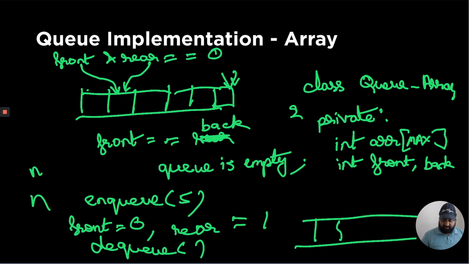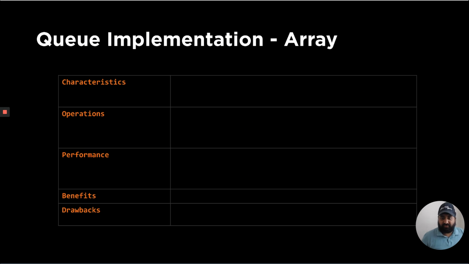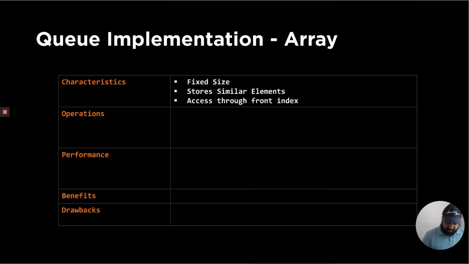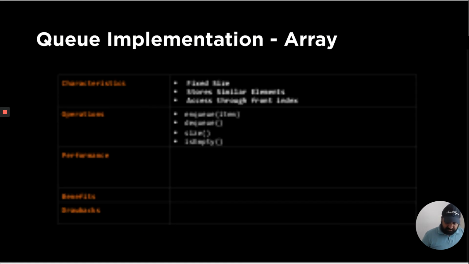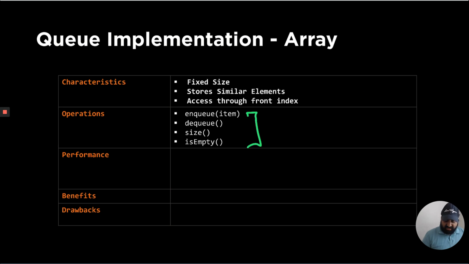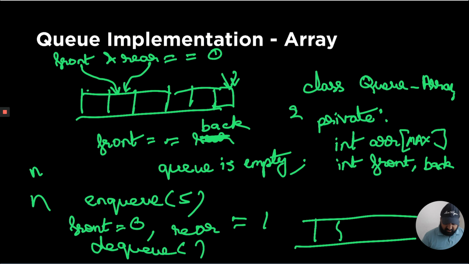So how we conceptually represent this queue implementation is through something called a circular array, which we are going to discuss very soon. But let's discuss the trade-offs of the implementation in the form of an array. The characteristics of this kind of implementation are again very similar: it has fixed size, it stores similar elements. Now we access through the front instead of top in stacks. The operations supported are enqueue, dequeue, size and is empty. If we are enqueuing, dequeuing, or checking the size or is empty operation, it's again going to take constant time, because we don't want to traverse any loops here.